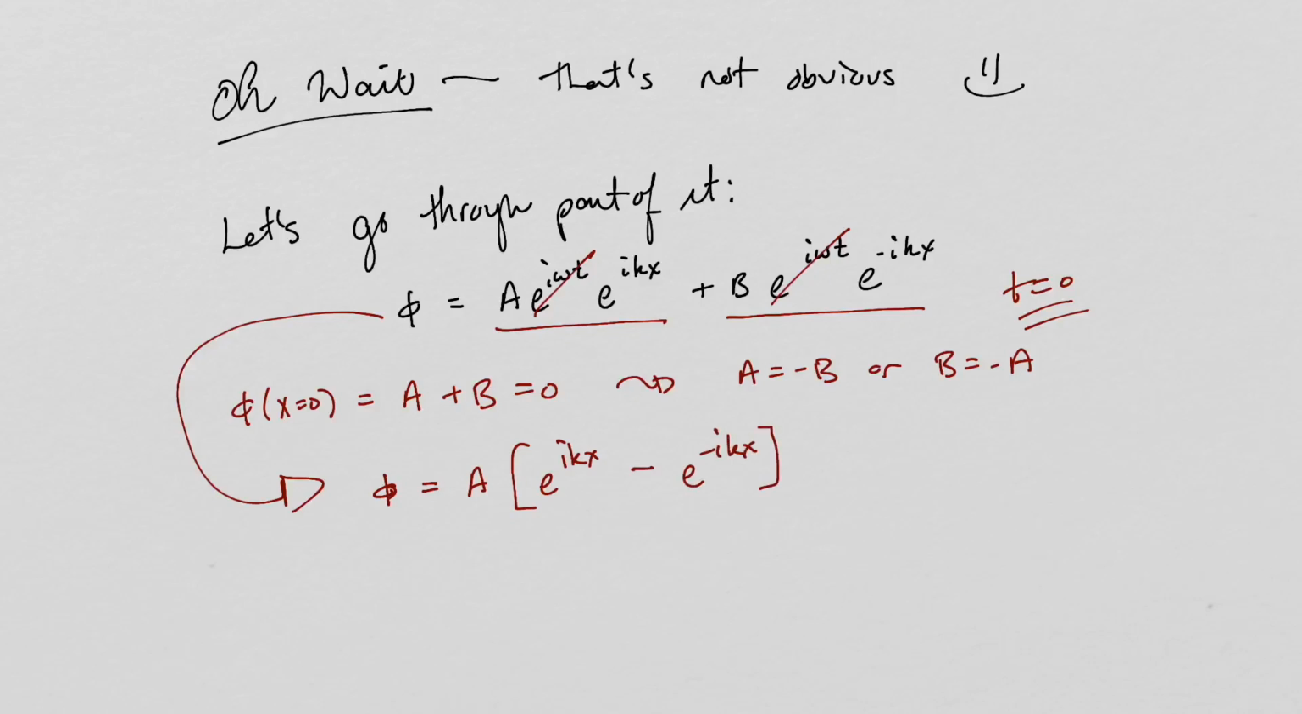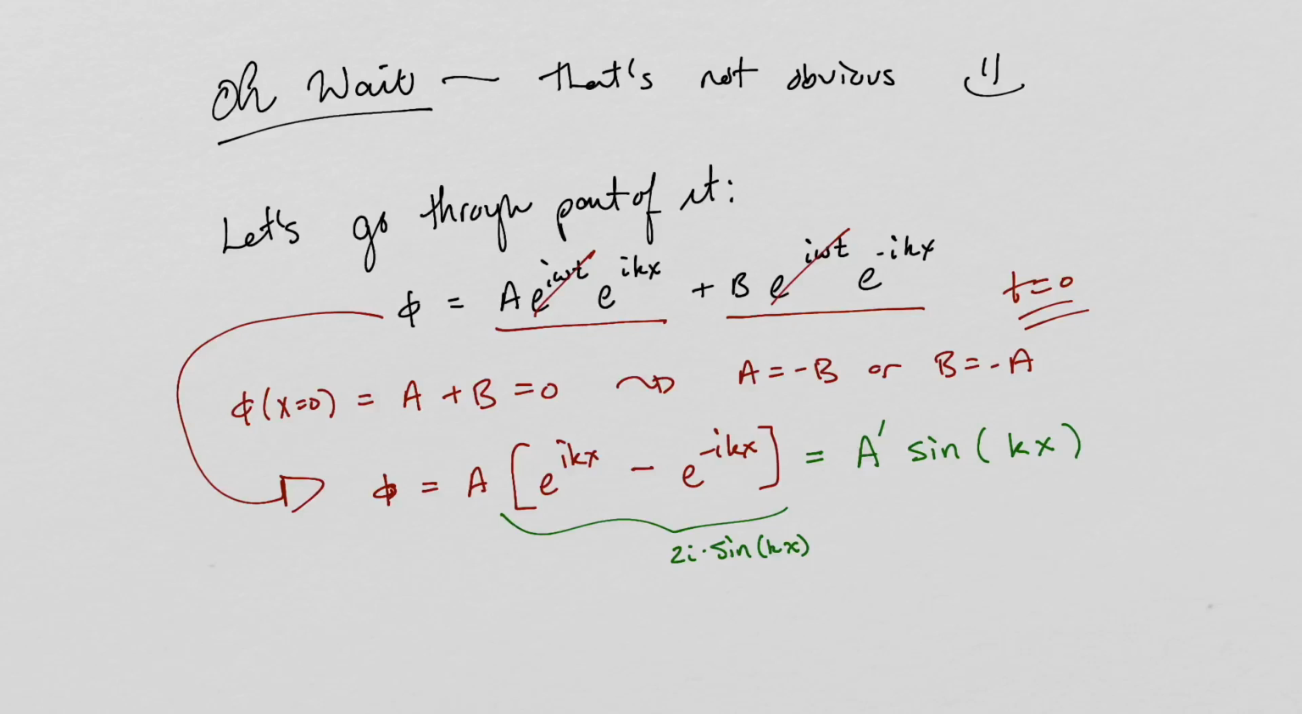Do you recognize that? Sure you do. That's a sine, right? This is sine kx times 2i. Now, of course, I don't know what that a is yet, and if I don't know what a is, it doesn't really matter what 2i is. And so I'm going to say that this is equal to still some unknown constant, I'll call it a prime, since it's really not the same a as before, times sine of kx.